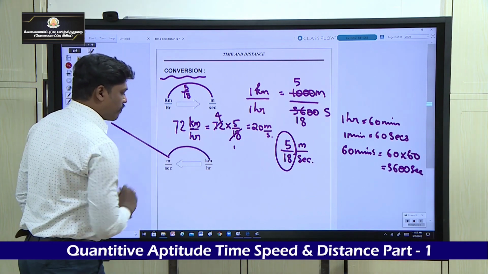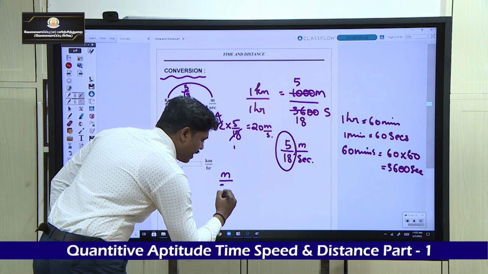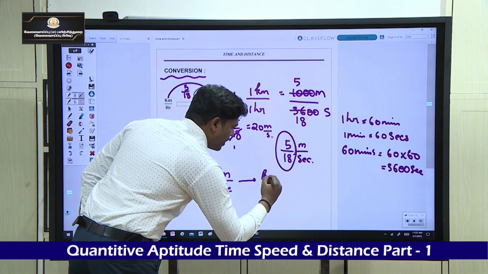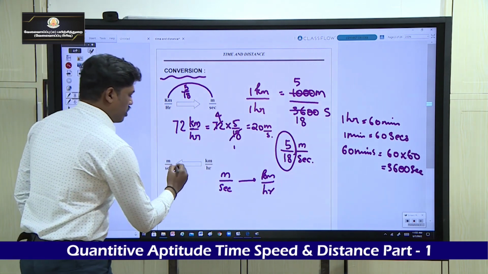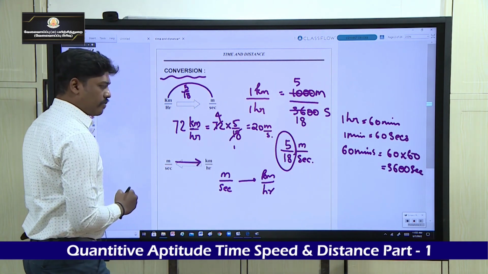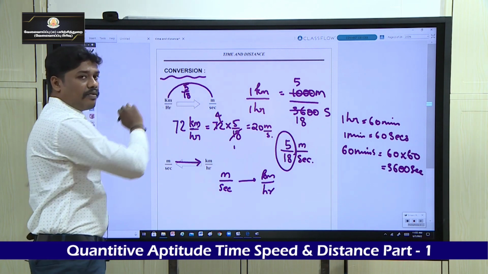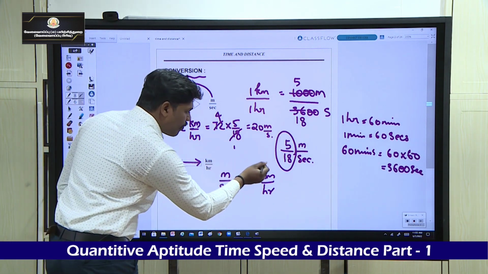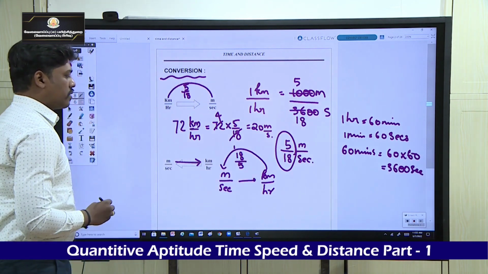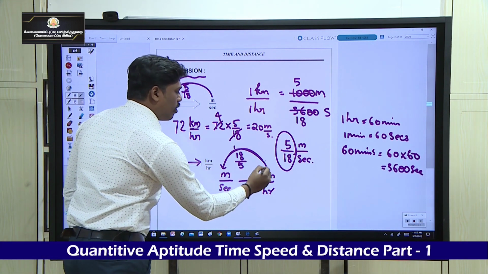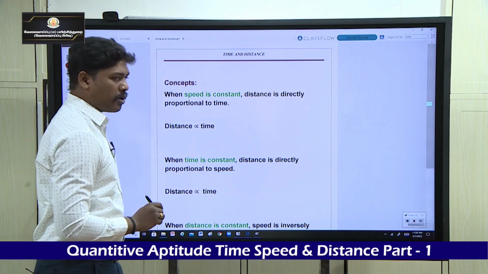Now here we have the vice versa. You are going to convert meter per second to kilometer per hour. How can we convert meter per second to kilometer per hour? Kilometer per hour to meter per second means multiply by 5 by 18. So when converting vice versa, multiply by 18 by 5. Next is an important concept.